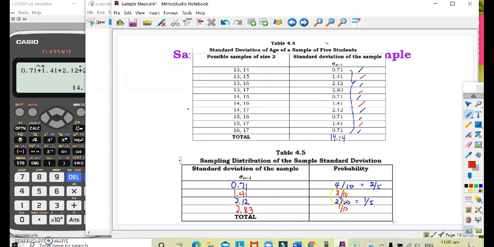If we add 4 plus 3 plus 2 plus 1, that's 10 out of 10, or equal to 1. This is the sampling distribution of sample standard deviation.